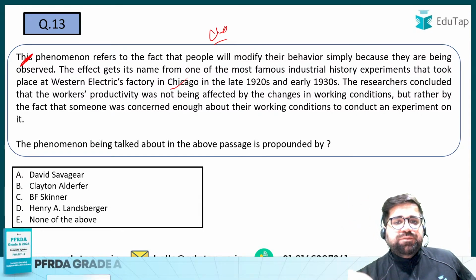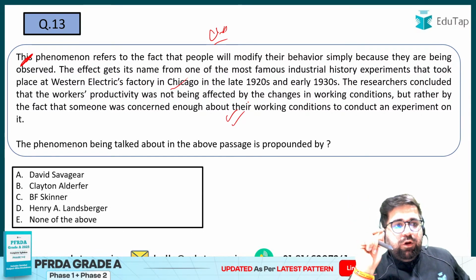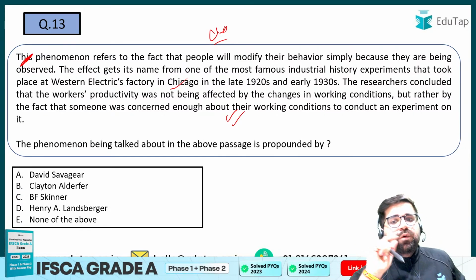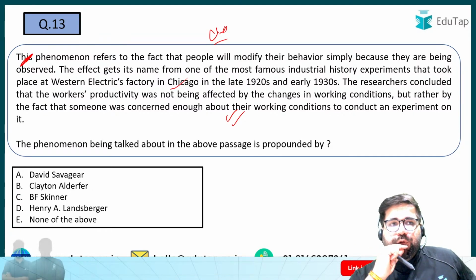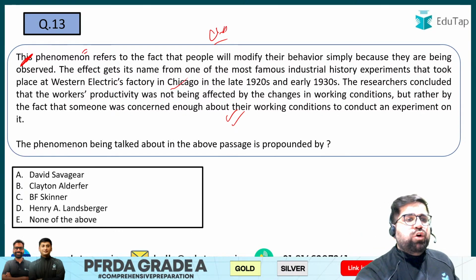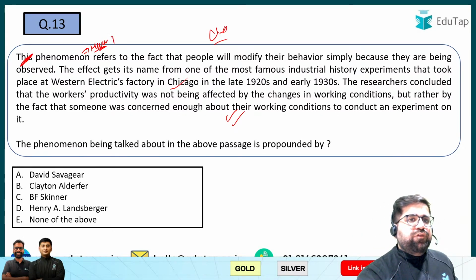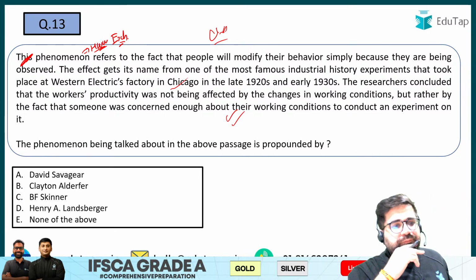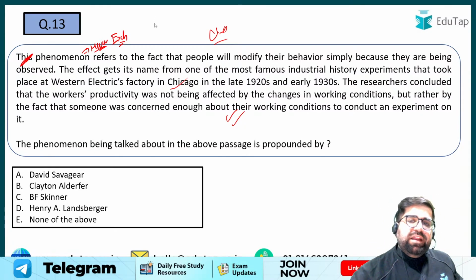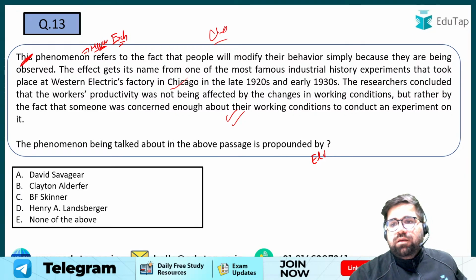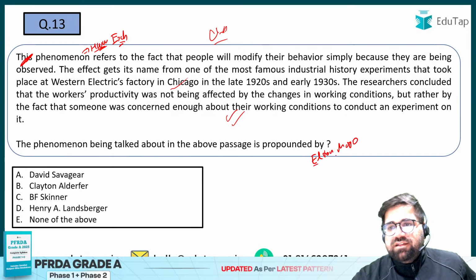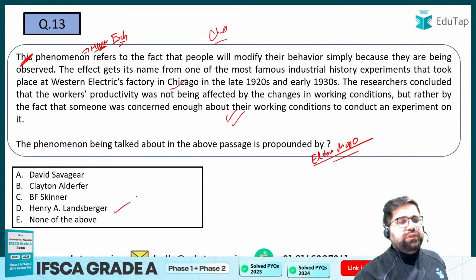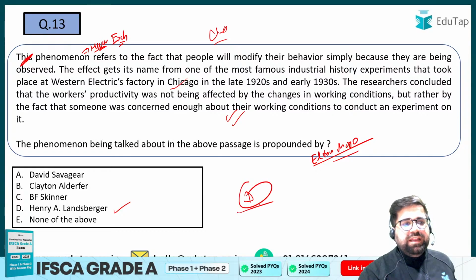So you have to see which particular phenomenon we are talking about, and who propounded it. I hope you know the answer. The phenomenon over here is the Hawthorne experiments. The Hawthorne experiment was given by two people. Elton Mayo was there, and this particular person, Henry A. Landsberger, he was also there. Therefore, the correct answer over here will be option number D.